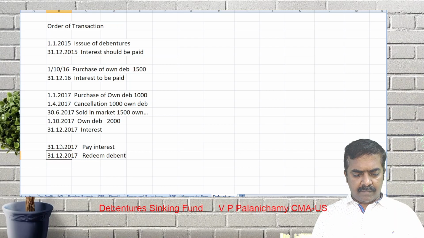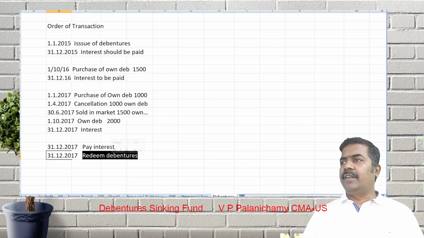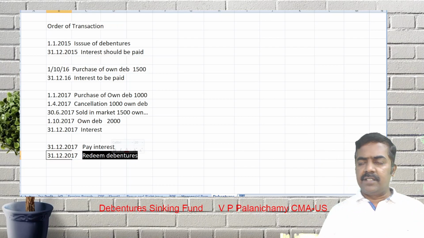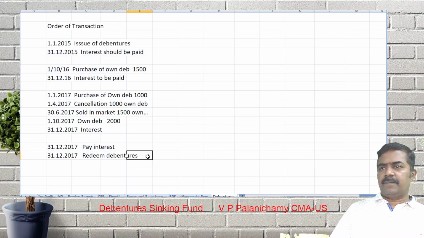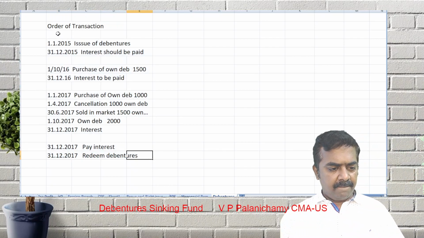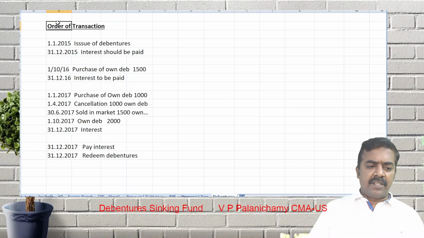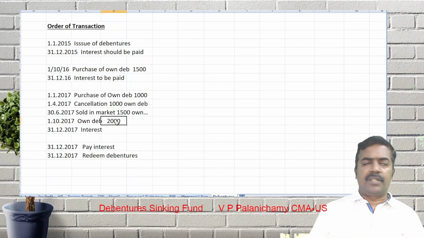Okay, so own debentures are cancelled, and what do we redeem? The balance debentures. This is the sequence of transactions. Please note this, then we will proceed. They ask you to pass journal entries as well as prepare which one? Ledger accounts.